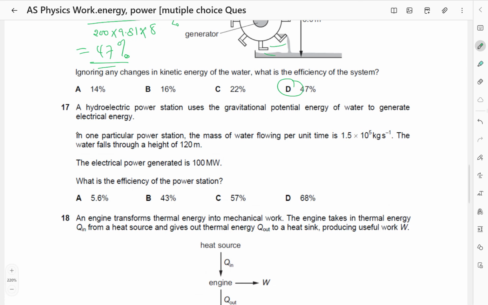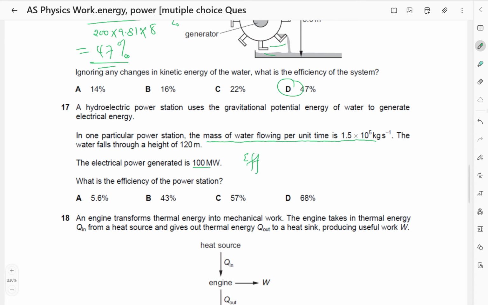A hydroelectric power station uses the gravitational potential energy of water to generate electrical energy. In one particular power station, the mass of water flowing per unit time is 1.5 times 10 power 5 kilograms per second. The water falls through a height of 120 meters. So the work done, power, will be mgh over t. The electrical power generated is 100 megawatts. So that is the power output.